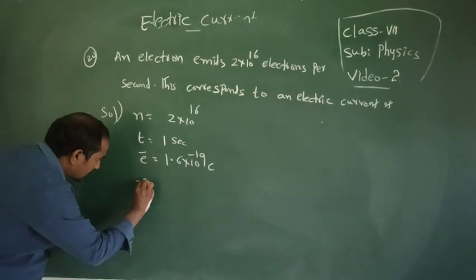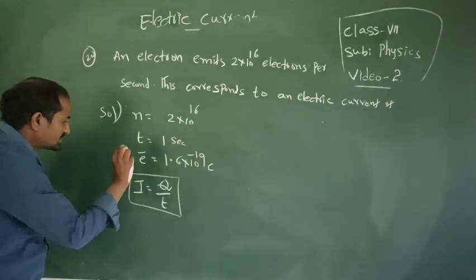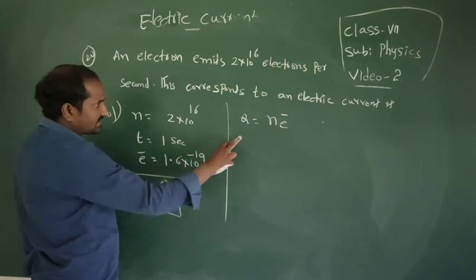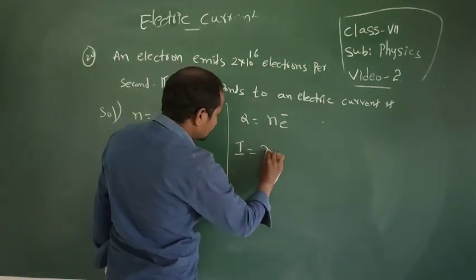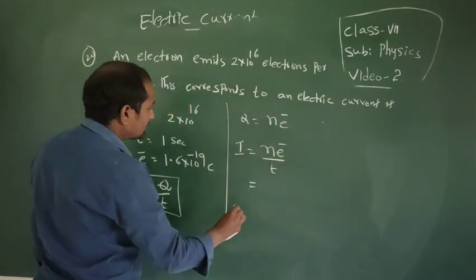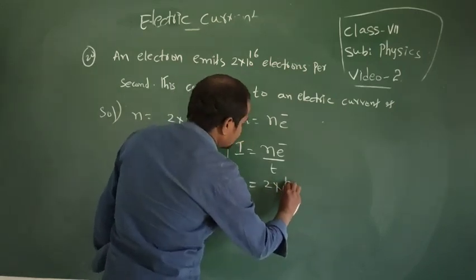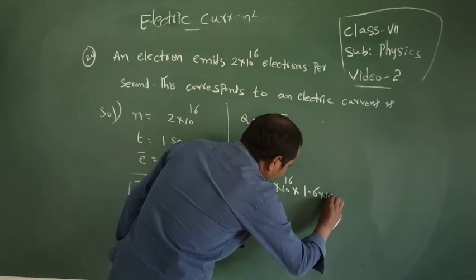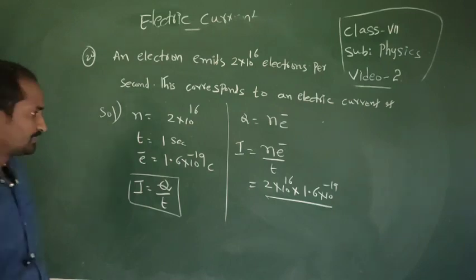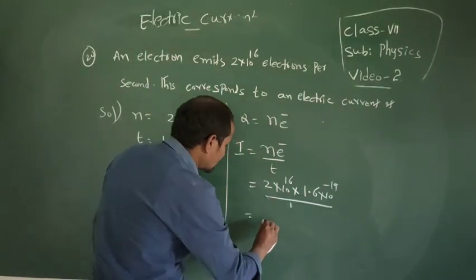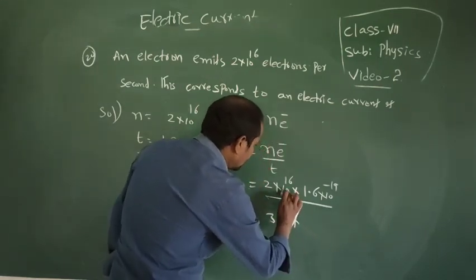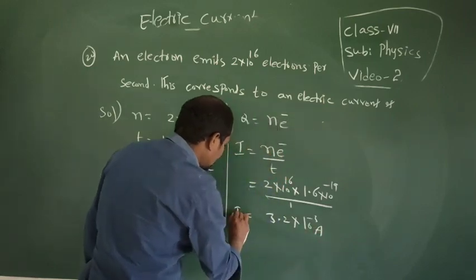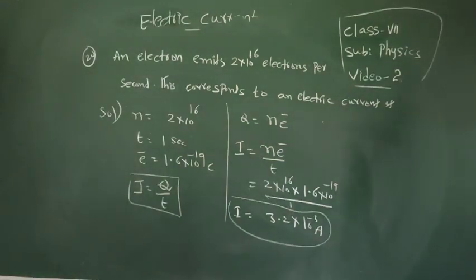So we know that I equal to Q by T. But Q equal to N into E. In place of Q we can write N into E. Therefore I equal to N into E by T. That equals 2 into 10 power 16 into E, 1.6 into 10 power minus 19 by 1, that equals 2 into 1.6, that equals 3.2 into 10 power 16 into 10 power minus 19, that equals 10 power minus 3 amperes. It is the I value.